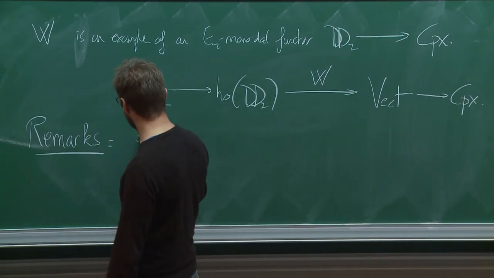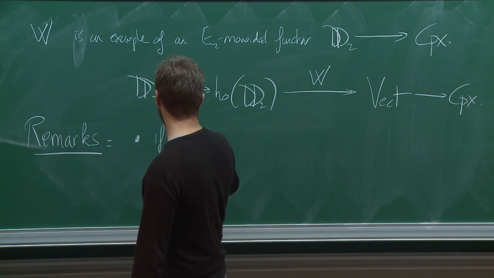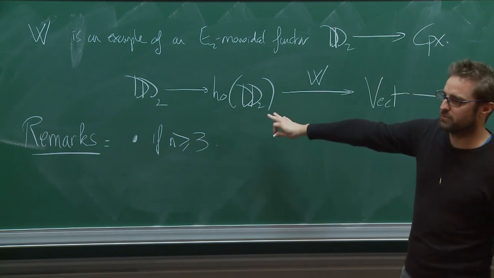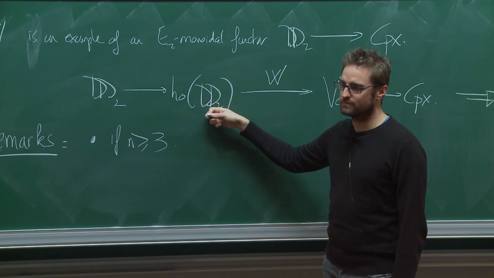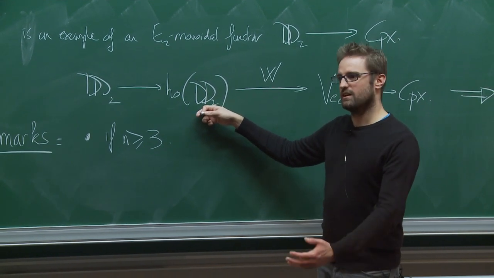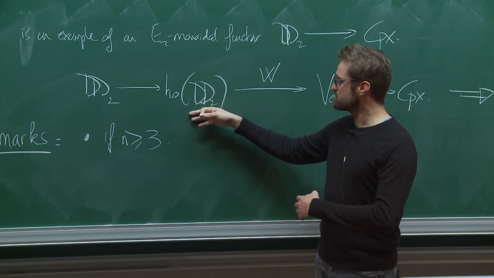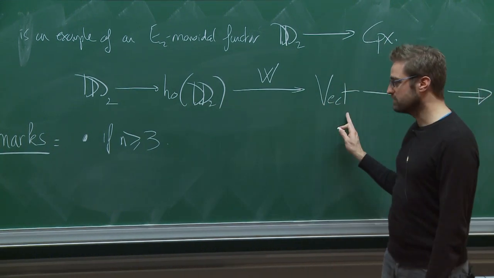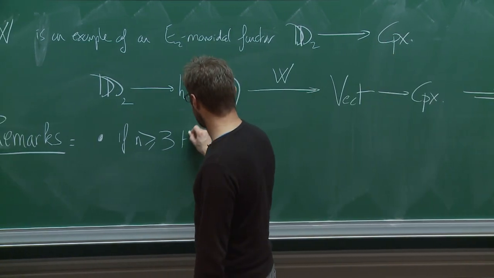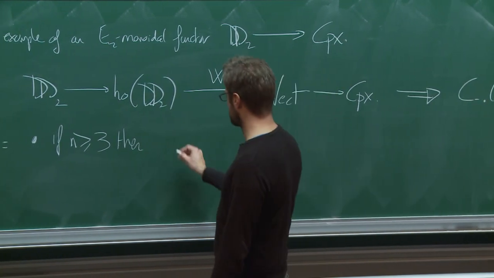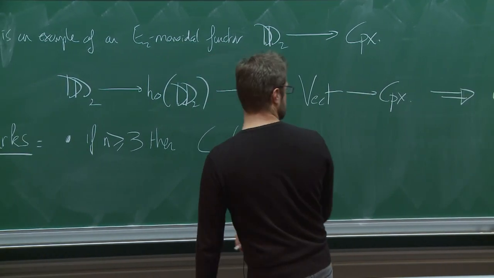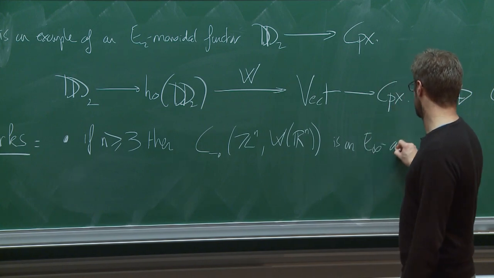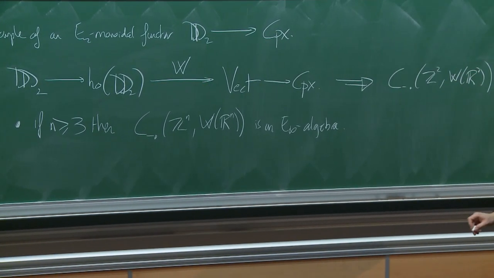A bunch of remarks. The first one is that if n is greater or equal to 3, because this specific example factors through the homotopy category, and the homotopy category is symmetric monoidal, then for strict one categories, E_n monoidal for n greater or equal to 3 is just symmetric monoidal. Vector space is symmetric monoidal. So actually, this is a symmetric monoidal functor. So if n is greater or equal to 3, and I didn't expect that, we get that this E_n algebra structure is actually an infinity algebra structure. Which was quite surprising to me.